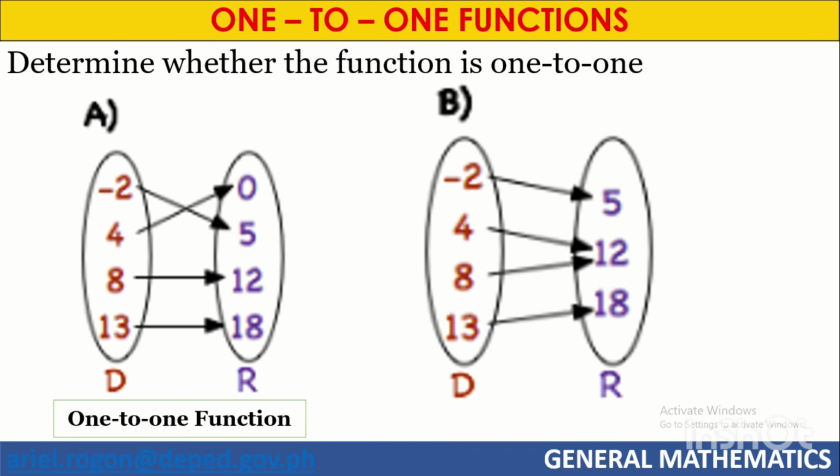So, ibig sabihin si 12, pinaired siya sa dalawang x values. This is not one-to-one. Bakit not one-to-one function? So, sasabihin natin for the next slide.